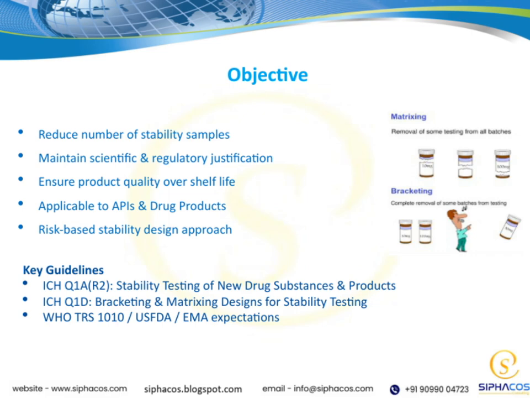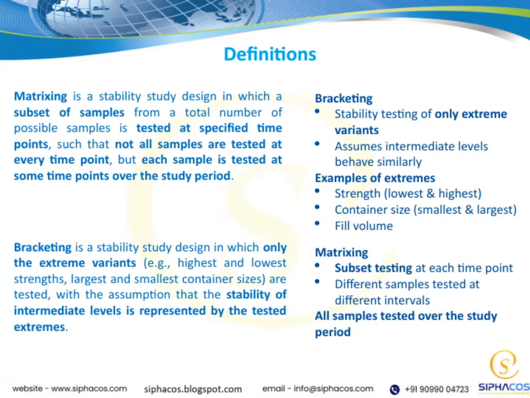This approach applies to both active pharmaceutical ingredients and drug products, emphasizing a risk-based stability design. The goal is always to ensure product quality is maintained throughout its shelf life, supported by a scientifically justified testing plan. Ultimately, these guidelines help us develop a robust stability program that is efficient, compliant, and focused on delivering safe, high-quality medicines to patients. Let's take a closer look at matrixing and bracketing, two important study designs.